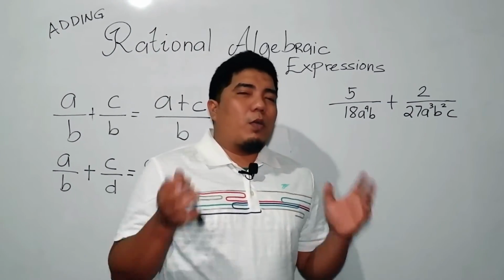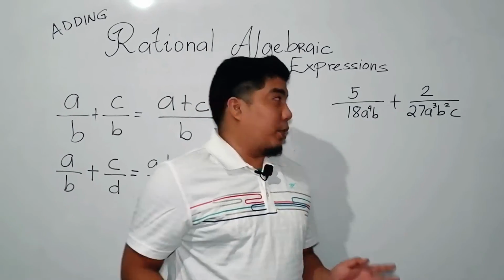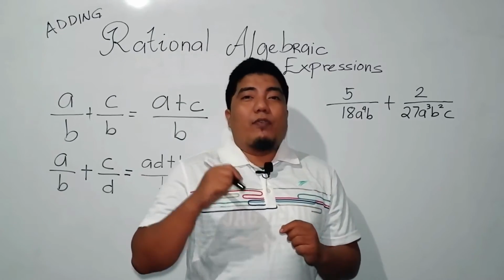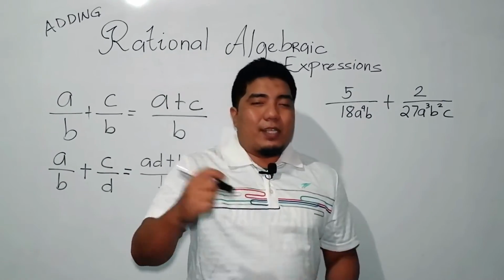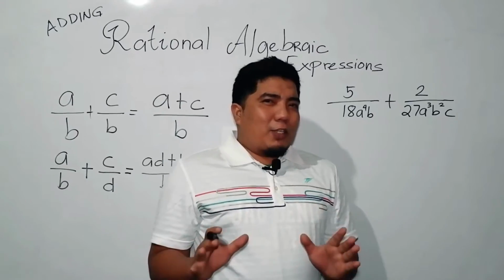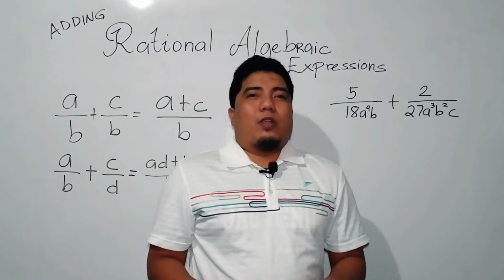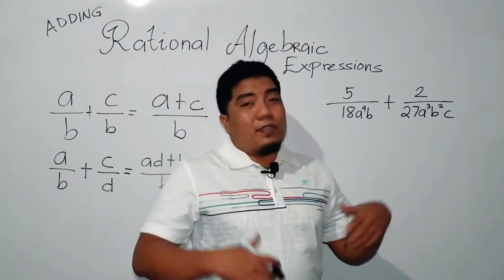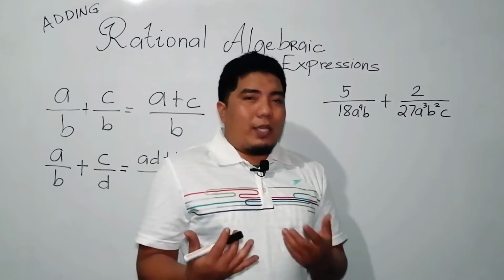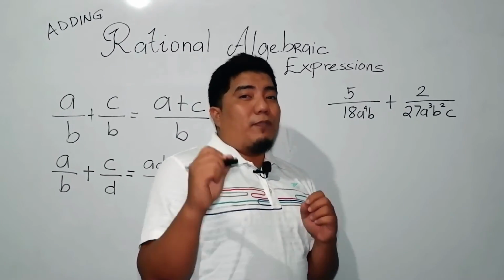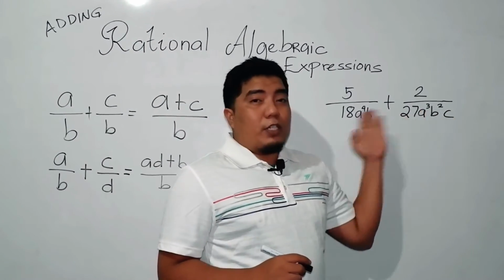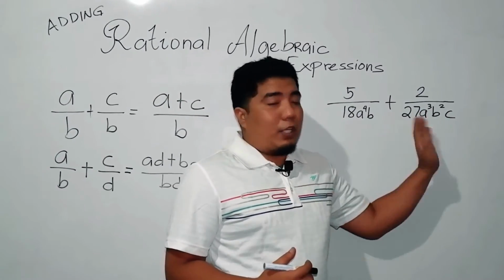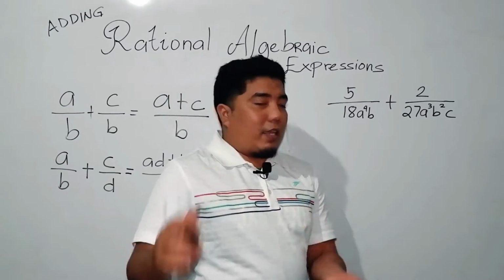Okay, math learners, we are here in our second example for rational algebraic expressions. We have 5 over 18a to the 4th b plus 2 over 27a cubed b squared c. Now, the first thing you should do is check the denominators. What we have here are dissimilar fractions. They don't have the same denominator. So what we do is this one. This would be very challenging for you somehow because first we will get the correct multiples of these denominators. Now, what is the technique here?